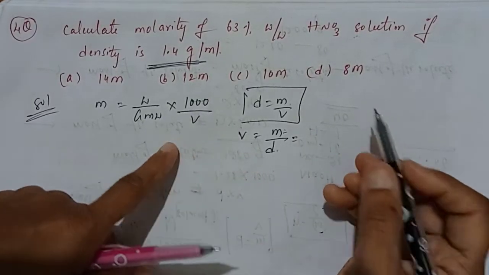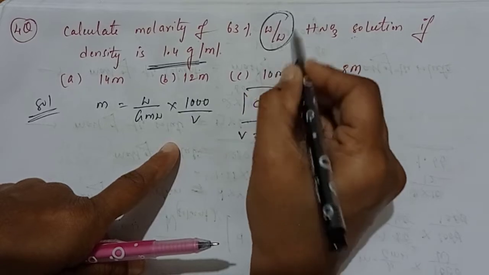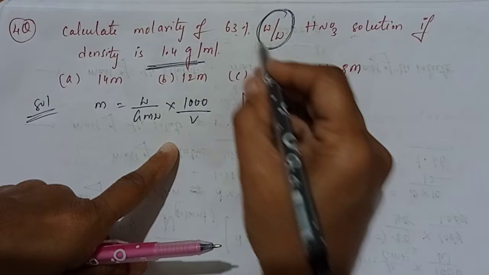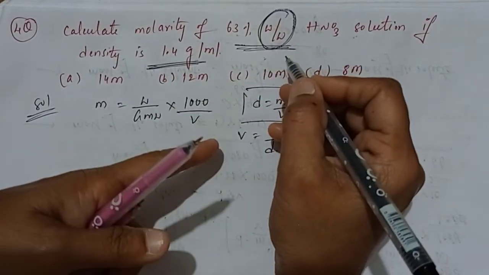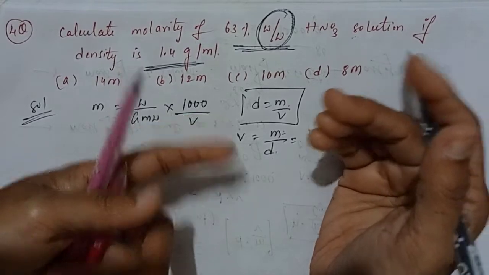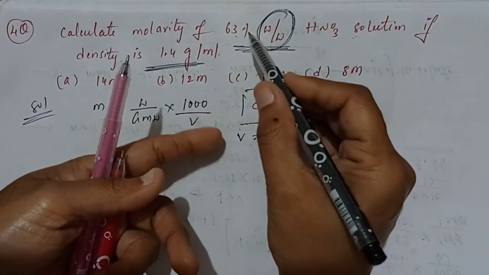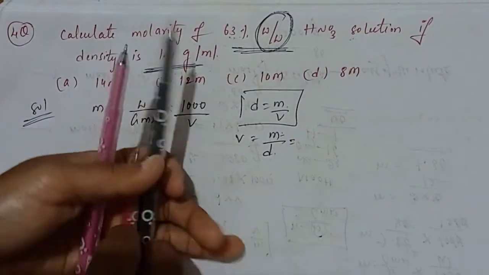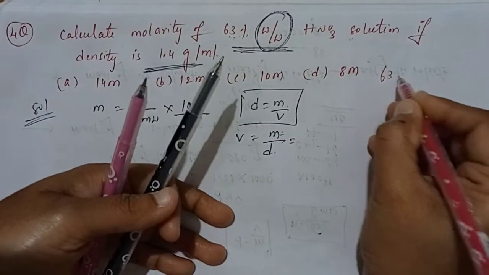What is the mass of the solution? Here what is given, students? The weight by weight is given. So 63% weight by weight, what is the meaning of this? What is the weight percentage? Mass of the solute by mass of the solution into 100. Correct? Mass of the solute by mass of the solution. And 63% means, what is the meaning, students? 63%.